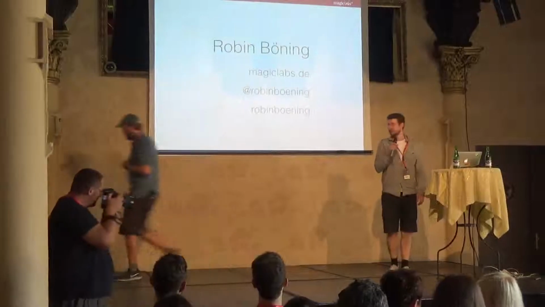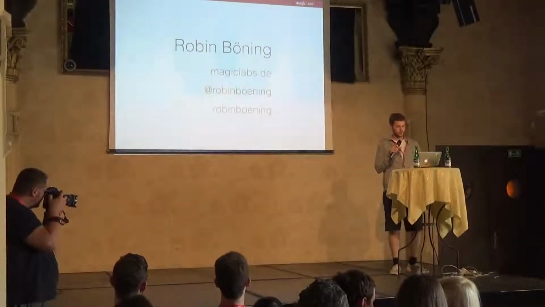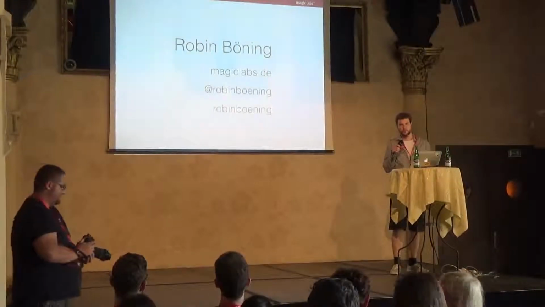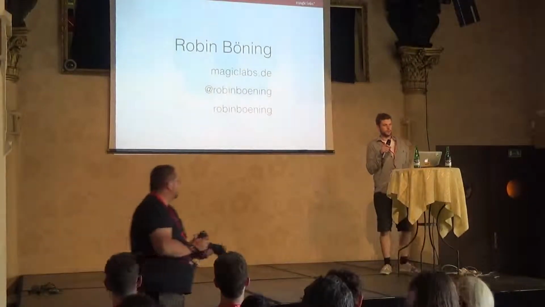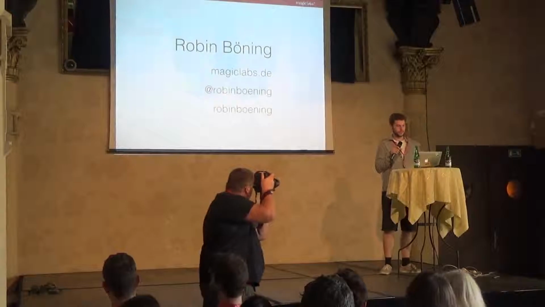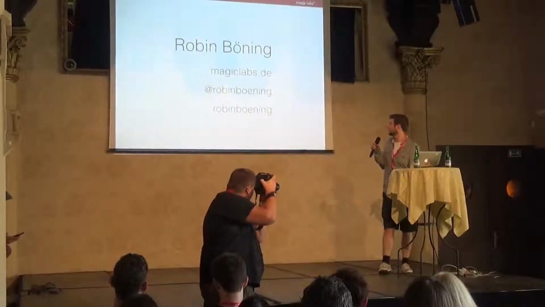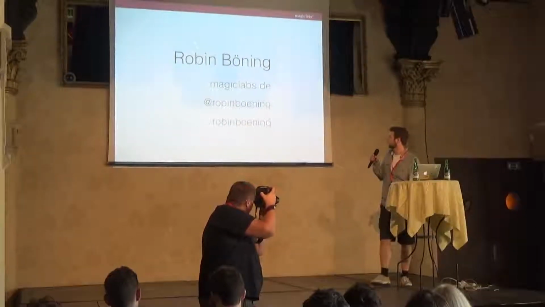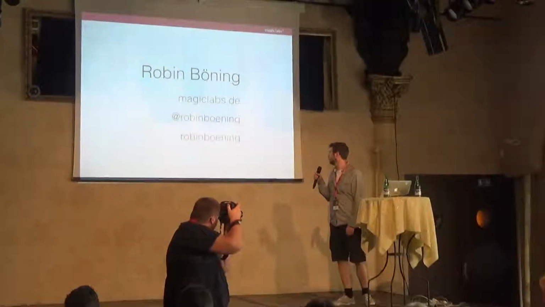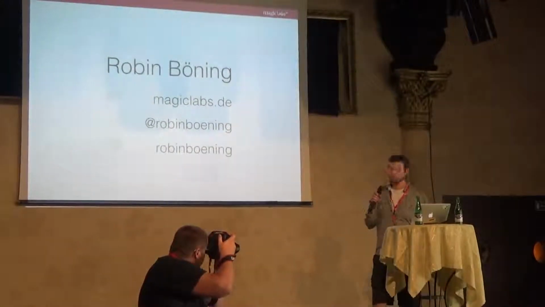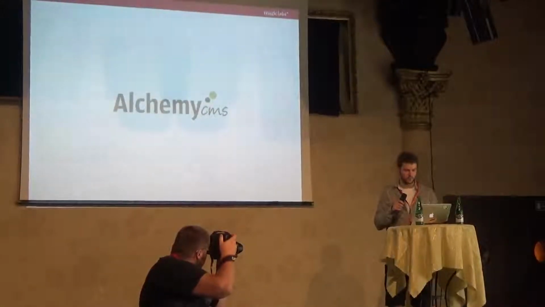Thanks. Yeah, as you said, my name is Robin. I come from Germany. And before I moved to Berlin, I lived in Hamburg my whole life. I run a consultancy which is called Magic Labs. I'm Robin Böning on Twitter and on GitHub also. So this is for me.